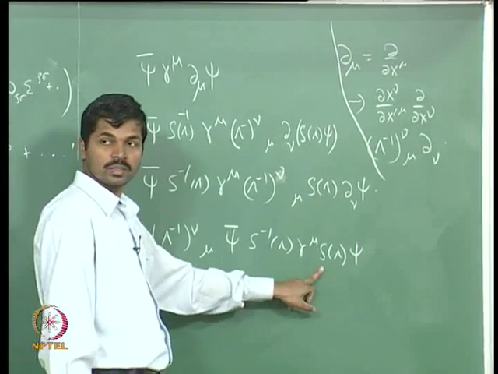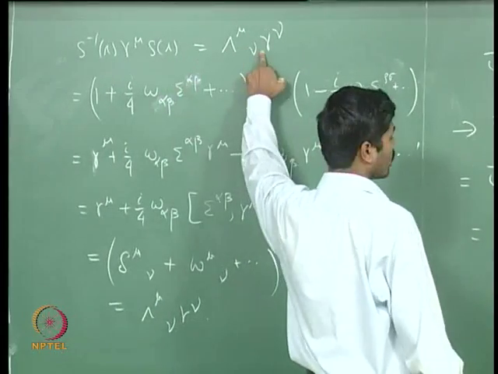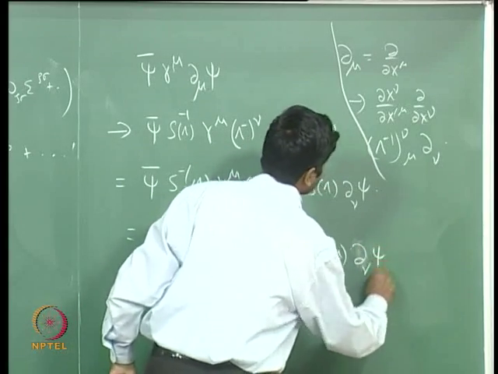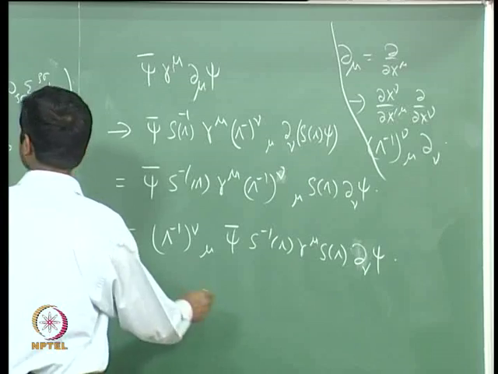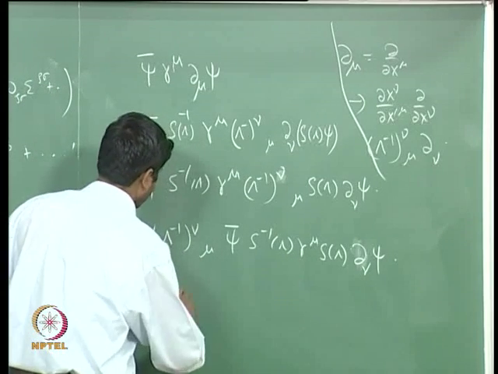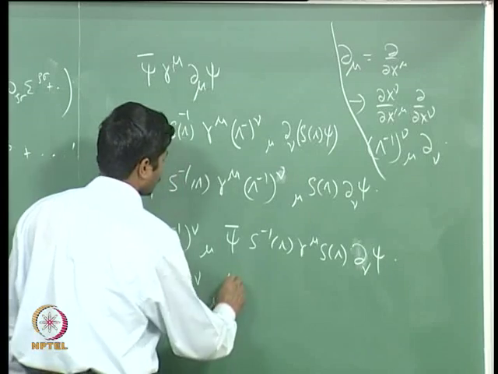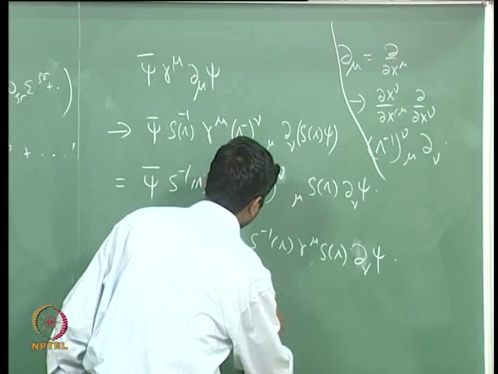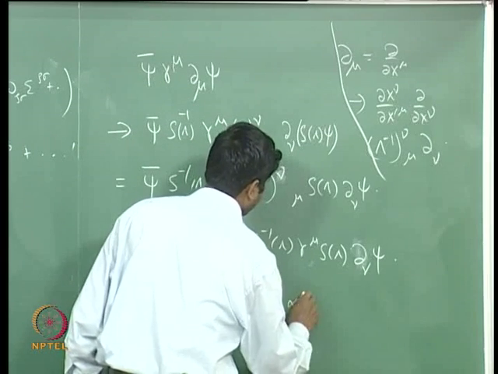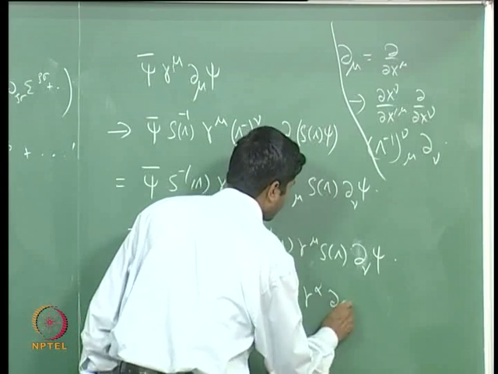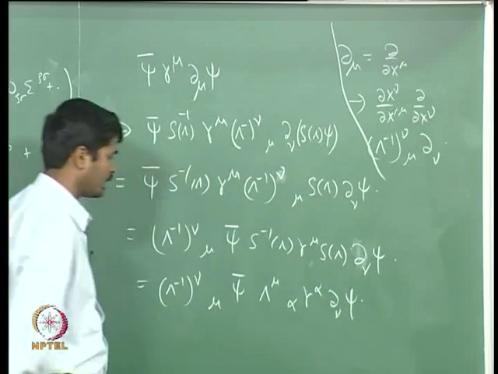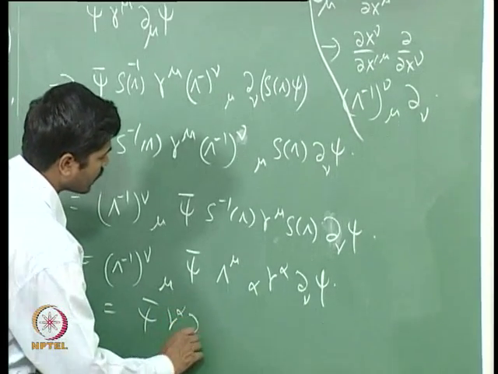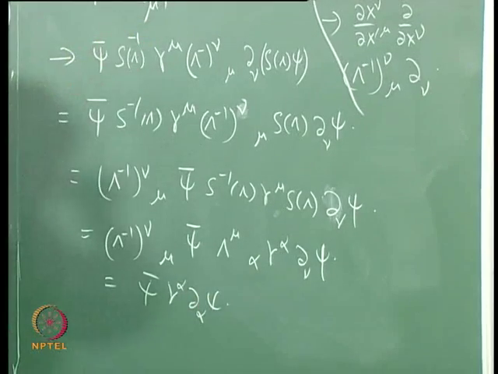This quantity is, again, we have computed what it is. So, I can substitute this here, then what I will get is lambda inverse nu mu psi bar and S inverse gamma mu S psi is lambda of mu alpha gamma alpha del nu psi, and finally this is simply psi bar gamma alpha del alpha psi. So, this quantity is Lorentz invariant.